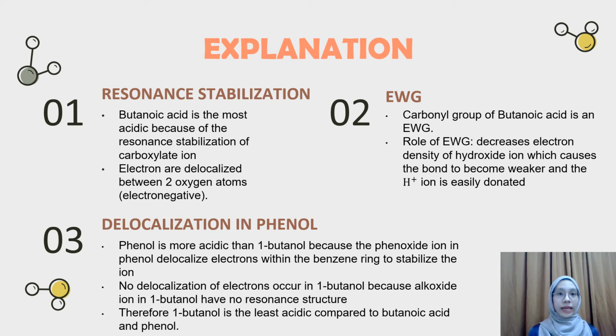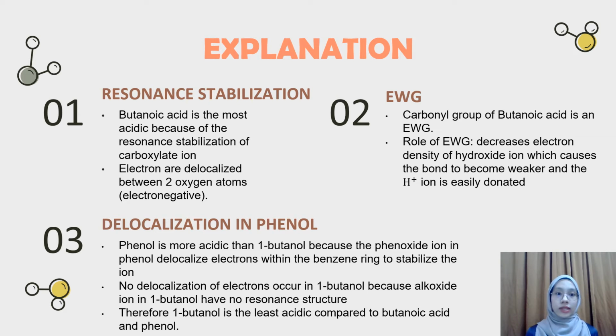So the explanation for my answer is, first, resonance stabilization. Butanoic acid is the most acidic because of the resonance stabilization of the carboxylate ion. In the carboxylate ion, electrons are delocalized between two oxygen atoms, which are electronegative. The next reason is that the carbonyl group of butanoic acid is an EWG. What will this EWG do? It will decrease the electron density of the hydroxyl group in butanoic acid, and this will cause the bond to become weaker. When the bond becomes weaker, the H+ ion is easily donated. In other words, it reacts easily.